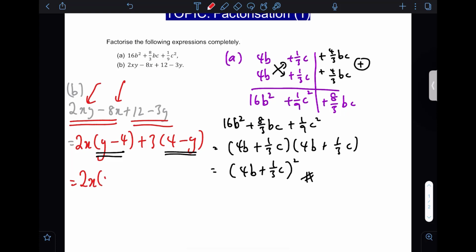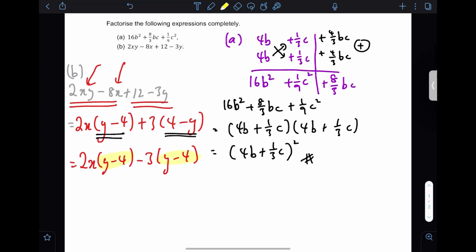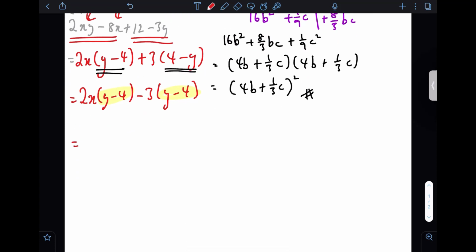2x, y minus 4, minus 3. Just swap the signs. This will allow you to swap your 4 minus y to y minus 4. Now you can see that these two guys are common factors which you can remove. So y minus 4, 2x minus 3, this will be our final answer for part B.